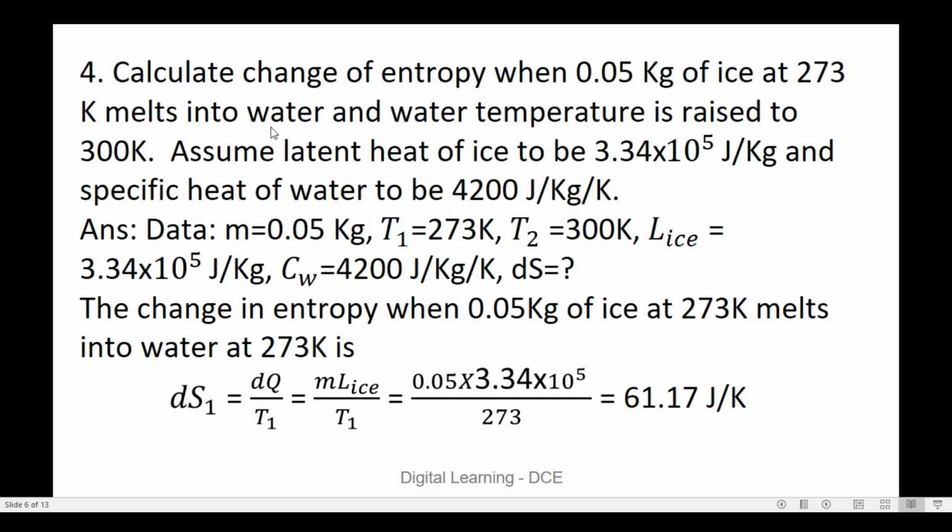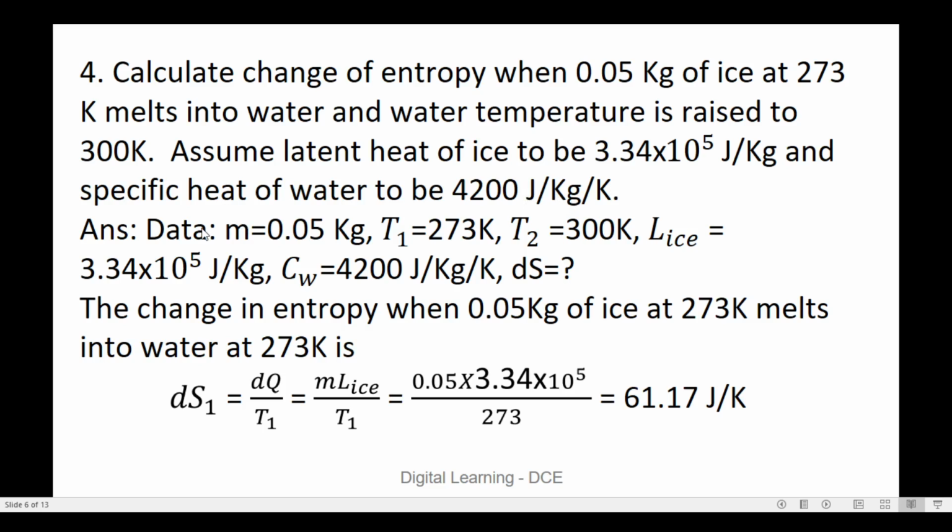So next, calculate the change of entropy when 0.05 kg of ice at 273 Kelvin melts into water and water temperature is raised to 300 Kelvin. Assume latent heat of ice to be 3.34 into 10 to the power of 5 joule per kg and specific heat of water to be 4200 joule per kg per Kelvin.